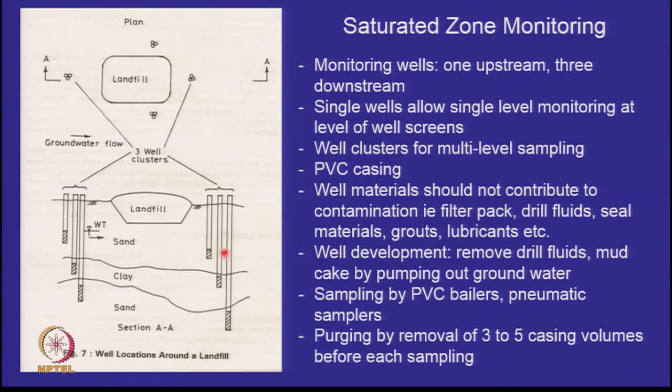I have to first remove 3 times the volume of the water which is inside this casing. Why? It's a well; some foreign material may have fallen from the top. Even if it is sealed, some algae or bacteria may start to grow. So therefore, you would like to purge. Purge means remove 3 to 5 casing volumes and then take a sample from this location.